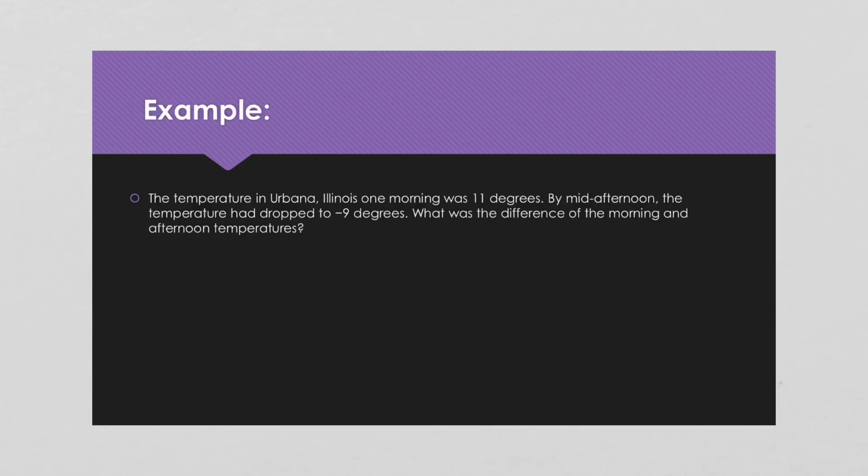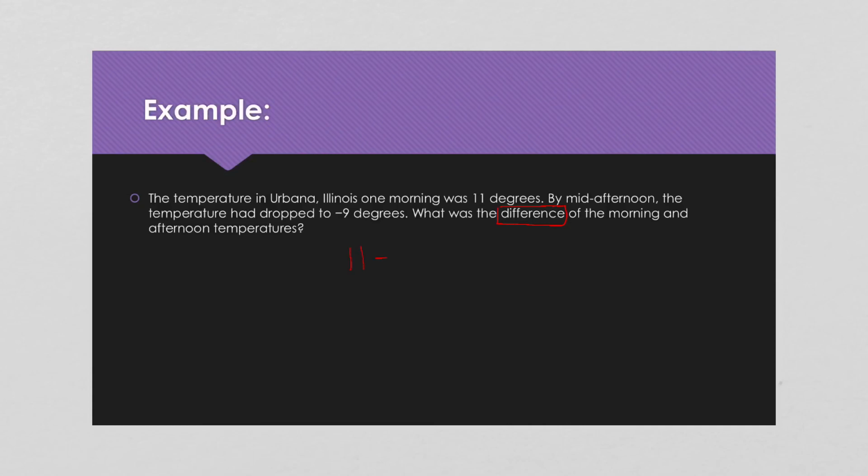All right, so on this one it says the temperature in Urbana, and I'm sorry if I'm butchering that city name, Illinois, one morning was 11 degrees. By mid-afternoon, the temperature had dropped to negative 9 degrees. What was the difference of the morning and the afternoon temperature? This tells you what you're supposed to do. Difference is a fancy word for subtraction. So I want the difference of 11 and negative 9.